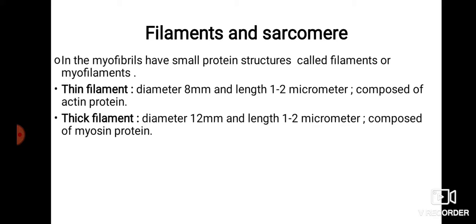These proteins are discussed in the upcoming slides. So listen to this lecture carefully, because it will help you overcome your doubts. Next is the thick filament. The thick filament has a diameter of 12 nanometers, and its length is the same as the thin filament, that is 1 to 2 micrometers, and it is composed of myosin protein, and myosin is also a contractile protein.